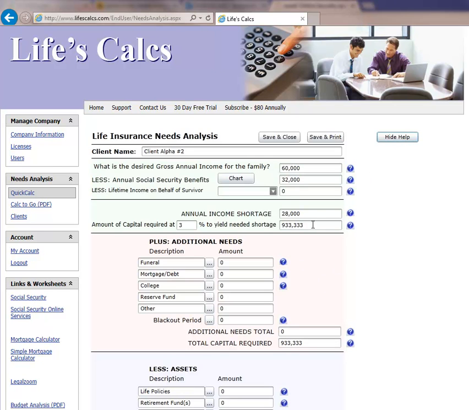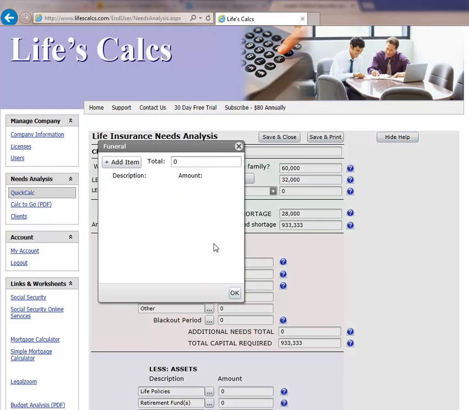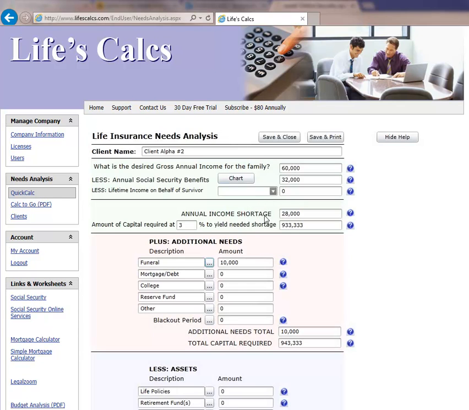So we have a $933,000 base that we need to stash some money for, and then we have additional needs. At this point in time, you can populate these by putting down itemizations, or not. You can just put in the $10,000 either by populating this, or you can just put it right in the blank. You can do it any way that you want, if you're in a hurry or if you don't really want to itemize.